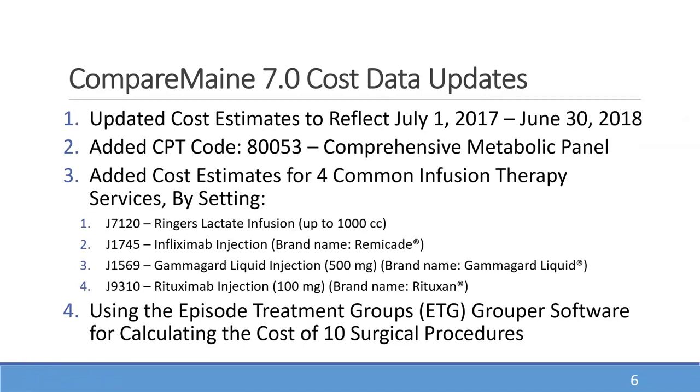And we have moved to a new episode grouper software, which is the ETG, or the Episode Treatment Groups software. And again, that's the tool we're using to calculate the 10 surgical procedures that we have up on the site. And we're going to get into that in much more detail as soon as I turn this over.